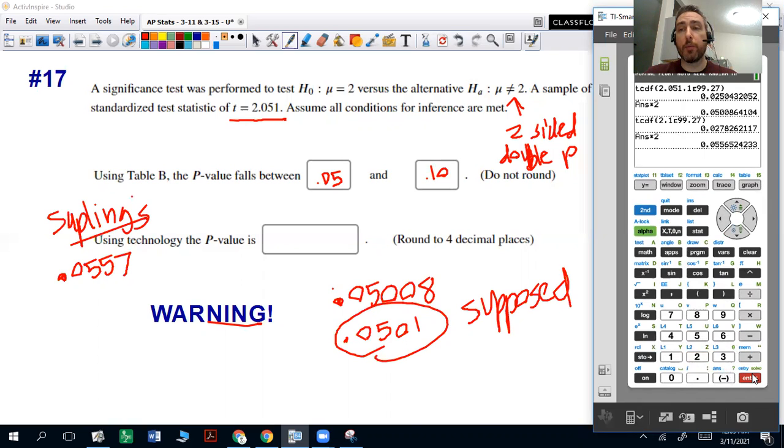And they got 0.0557, which is incorrect. It should be 0.0501. But if you want Sapling to count it right, you have to put the wrong answer in. So it's kind of dumb, but I can't fix that side of things. So it's supposed to be 0.0501.